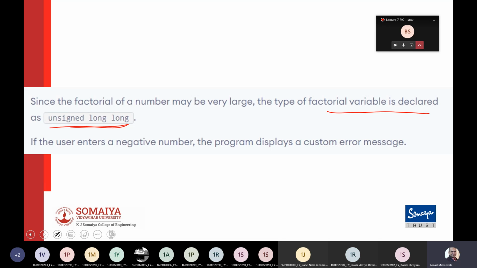But in case that doesn't fit your answer and you are not getting the correct answer, you can use a long unsigned value. Basically, it transfers the remaining half, which was kept reserved in double for negative numbers, to the positive side. That is the advantage of using an unsigned variable, and long is to make it long again. Now, if the user enters a negative number, the program will display the error message.